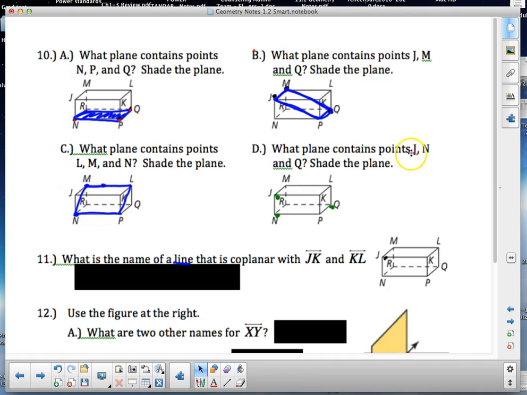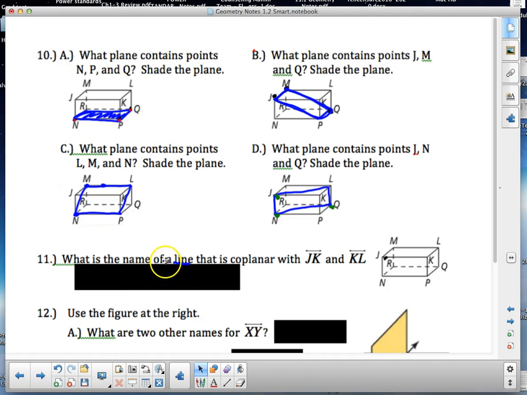Now, what plane contains points J, N, and Q? J, N, and Q. Well, check it out. It's this diagonal coming through here. So those are the 3. 3 points define the plane. Once I know 3 points, I can get the rest of it all drawn out.